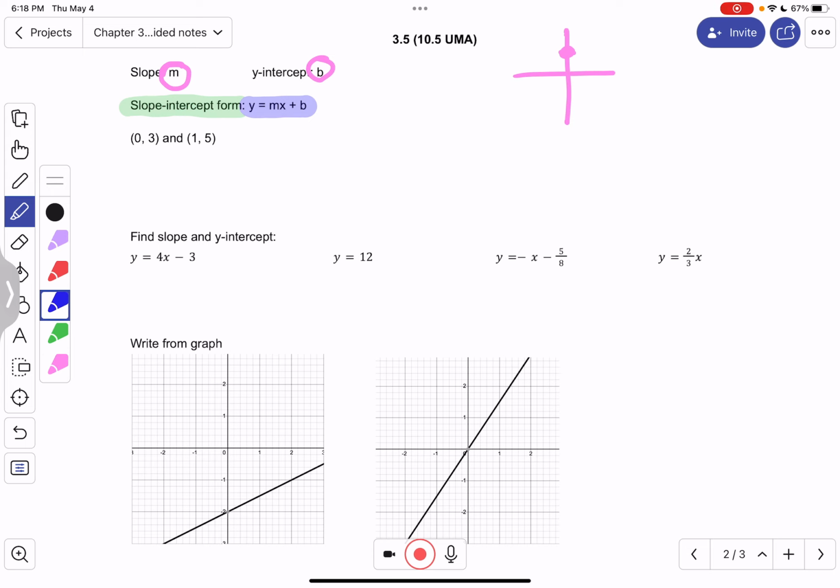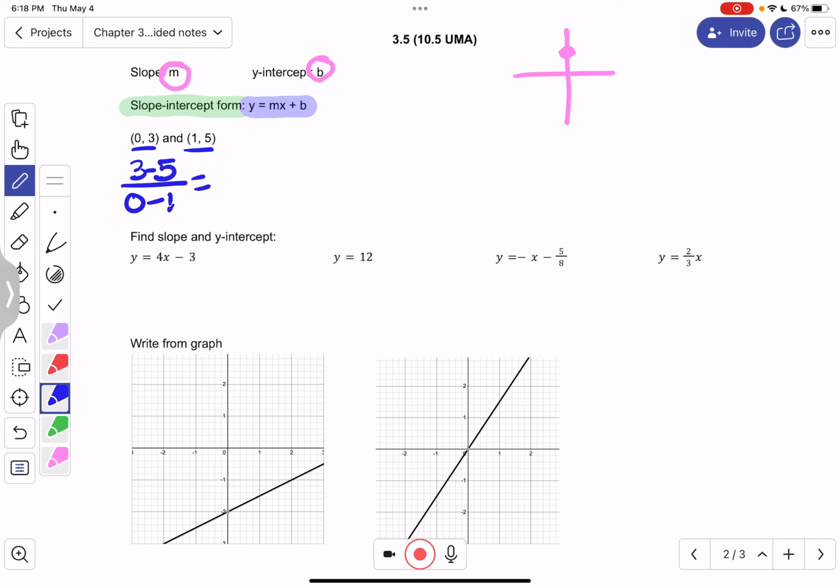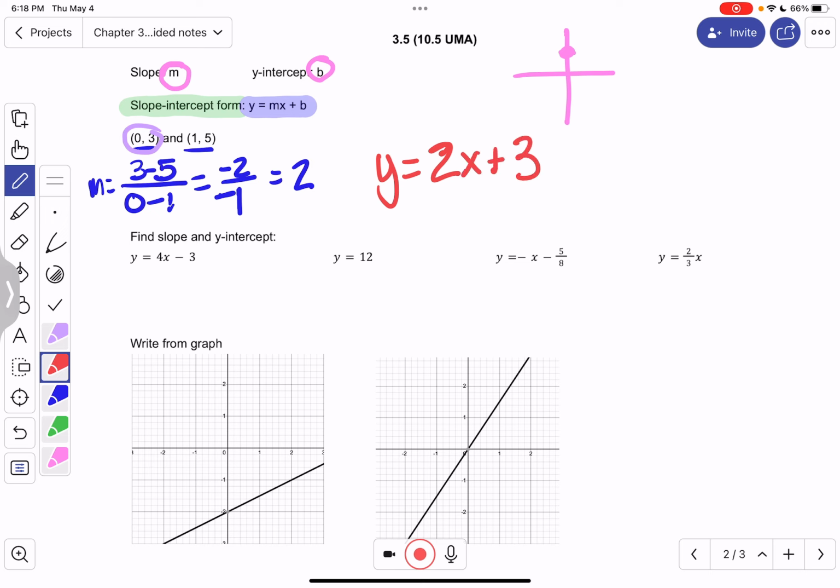To create slope-intercept form, the first thing we're going to do is find the slope from 2 points. So if I have these 2 points, I'm going to do y minus y, which is 3 minus 5, over 0 minus 1. 3 minus 5 is negative 2. 0 minus 1 is negative 1. And if we reduce that, negative 2 divided by negative 1 is 2. So that's our m. Now our y-intercept is when x equals 0. So this point right here is the y-intercept. So to write that, y equals m, the slope, x plus b, the y-intercept. So now we have slope-intercept form.